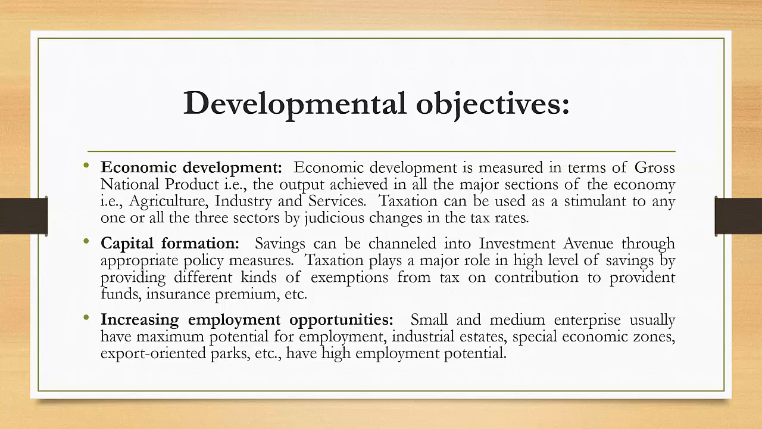The next is about the development objective. So within the development objective, the important points are such as economic development. Economic development is measured in terms of gross national product, that is the output achieved in all the major sections of the economy, that is agriculture, industry and service. Taxation can be used as a stimulant to any one or all the three sectors by judicious changes in the tax rates.